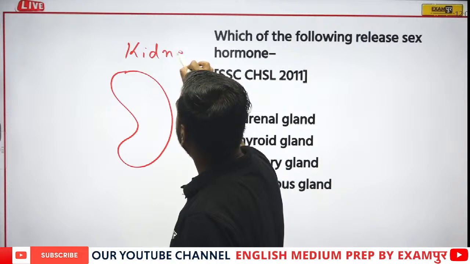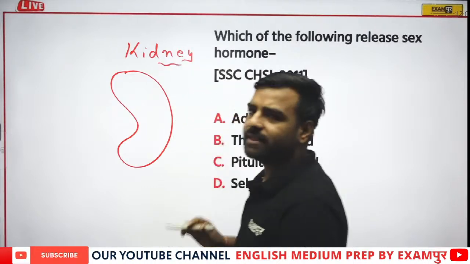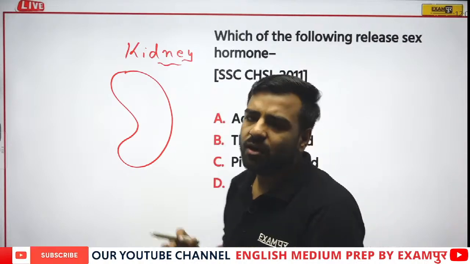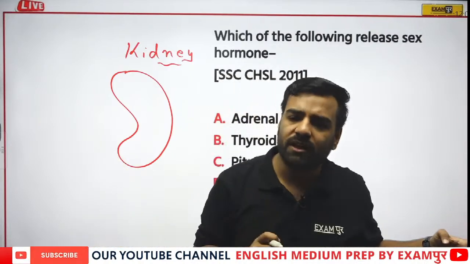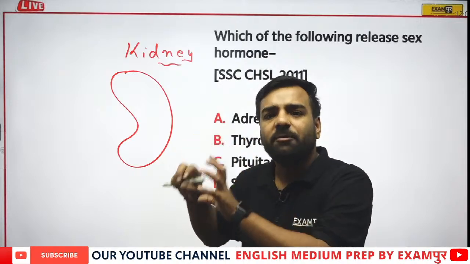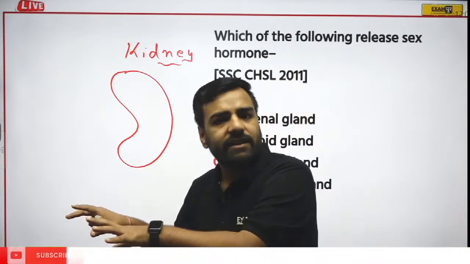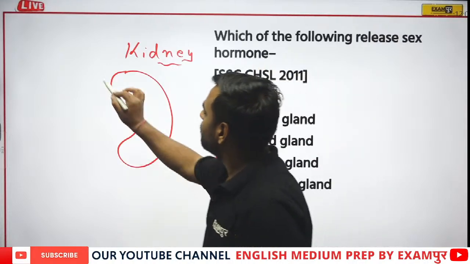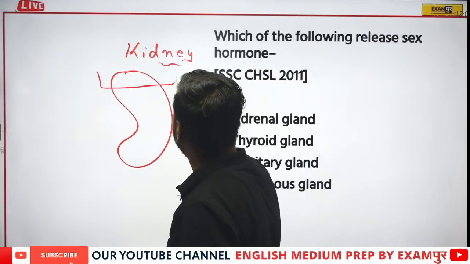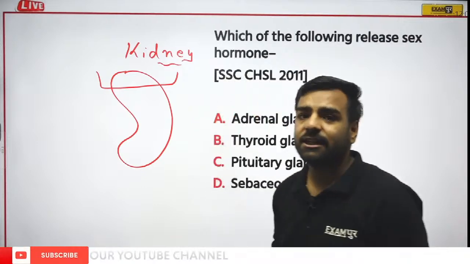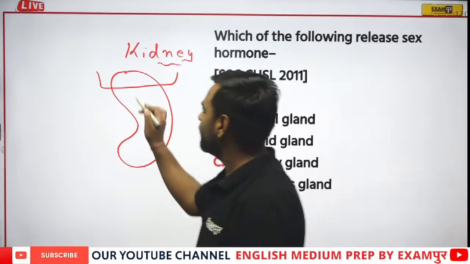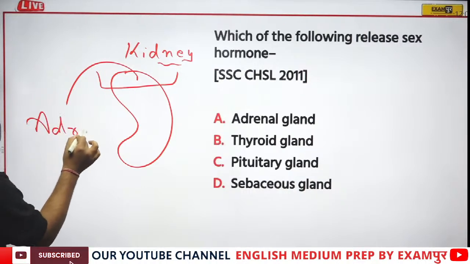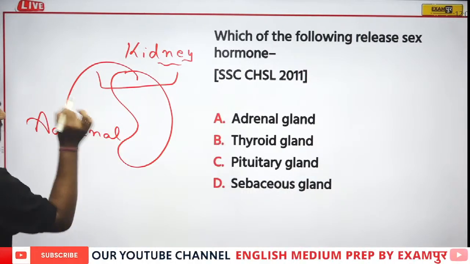So when we are talking about kidney, we are aware it is helping in removal of the waste. What type of waste? Whatever waste is created in our body in the form of urine, that particular waste is actually excreted out. Correct? Now, since we are talking about kidney, please remember this part. This part contains a gland that is known as adrenal gland. Very important. This gland is adrenal gland.